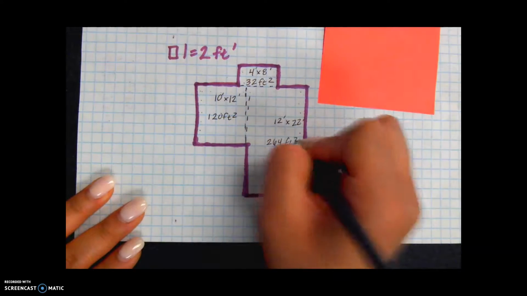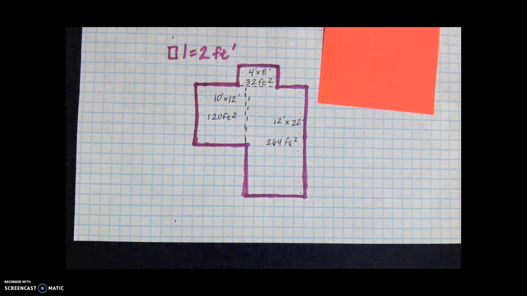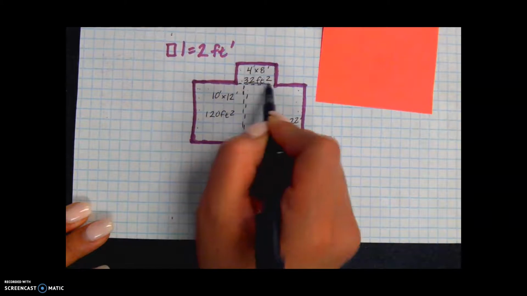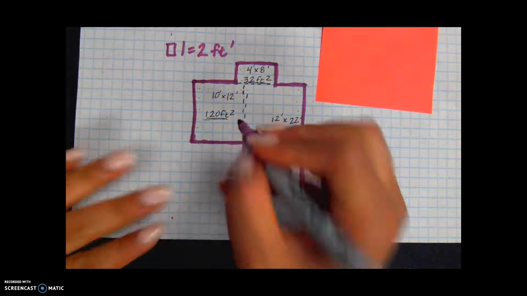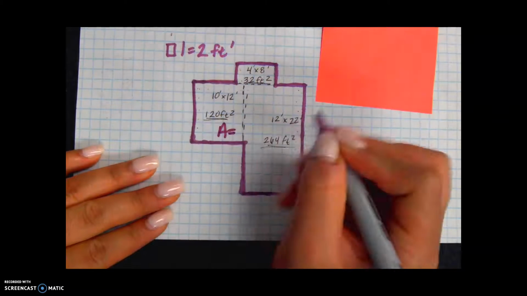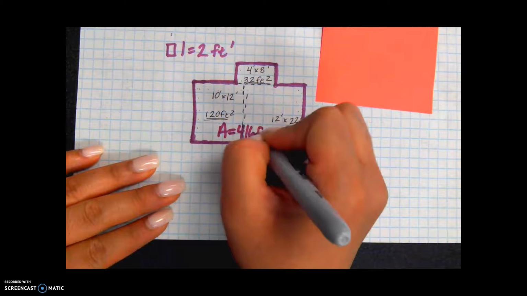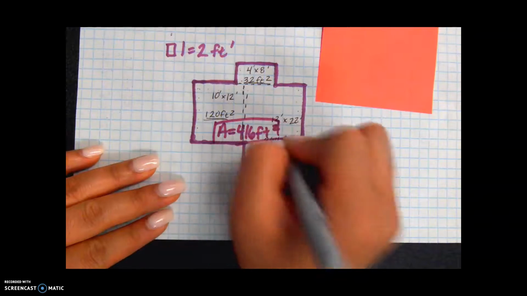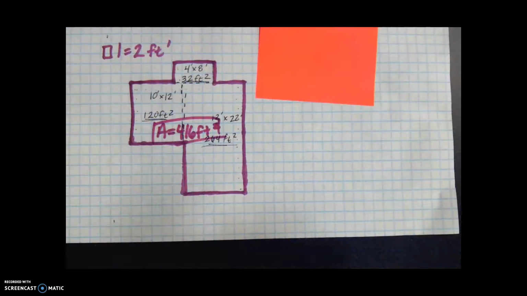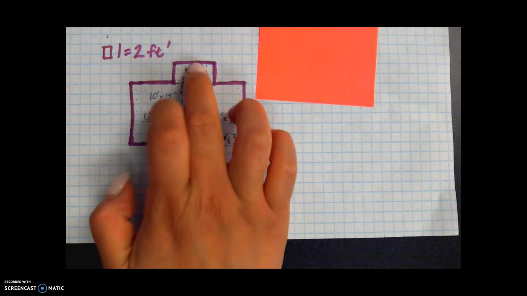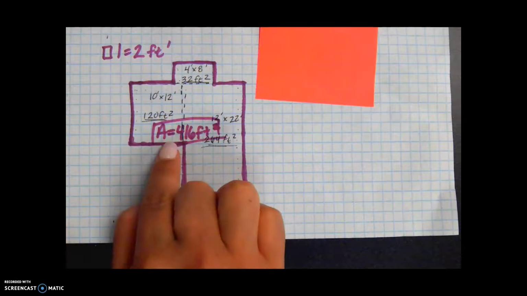264 feet squared. And so what I have to do now is I have to take all 3 of those numbers, 32 plus 120 plus 264. I'm going to add all these up. And when I do that, my area for this whole entire room is 416 feet squared. All right, so if you have irregularly shaped rooms, you have to divide it into sections that you do know how to calculate, and once you have them all, you add them up.